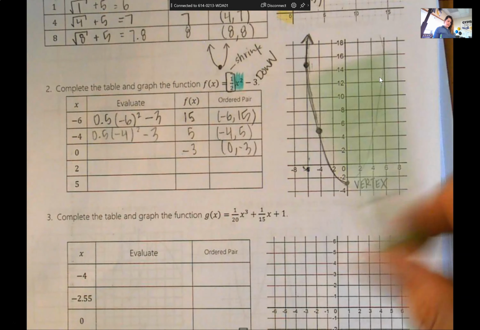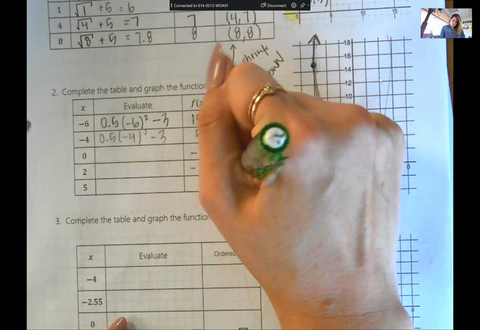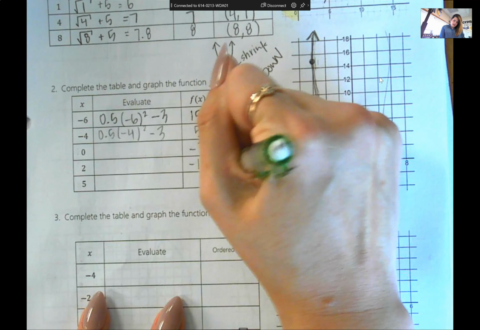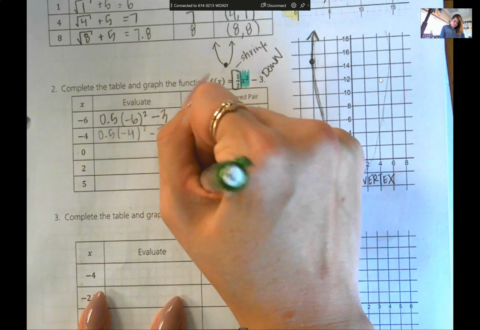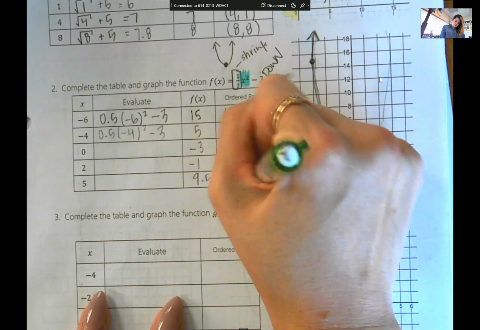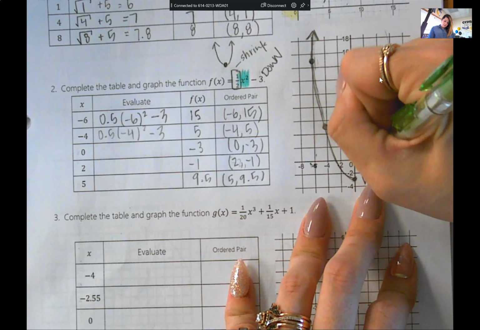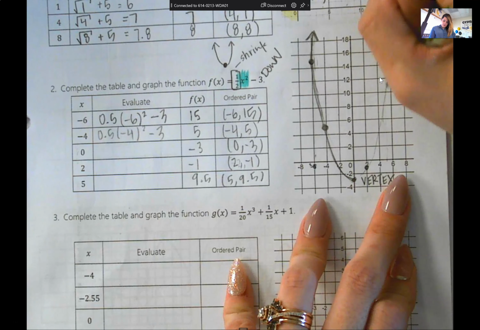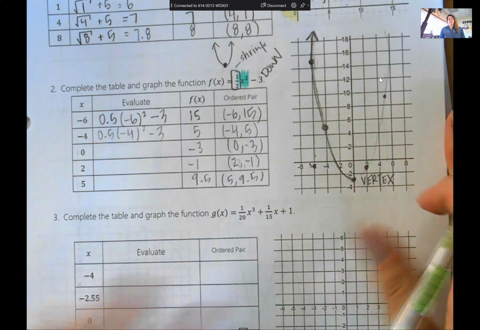Okay, what did you guys get at x is 2? Negative 1. So positive 2, negative 1. What did you guys get at 5? 9.5. Okay, so 5 and 9.5. So we're going to go to the right 2 and then down 1. And then we're going to go over 5 and up to 9.5. This one's weird because it's in the middle of the square, not on a grid line.